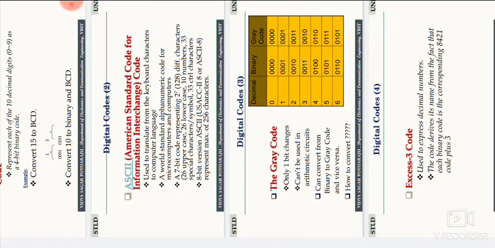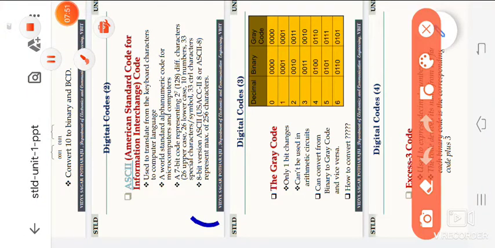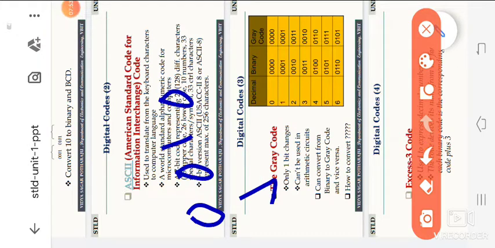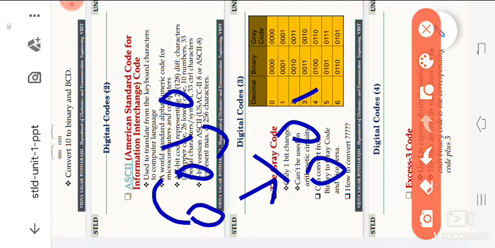The next one is the Gray code. I have already told you, but I will repeat once again: in Gray code, only one bit changes. This is a Gray code example: 0010, Gray to binary conversion. First we note down the first bit as it is. Then we add two adjacent pairs: 0 plus 0 is 0, 0 plus 1 is 1, 1 plus 0 is 1. This is the code we get.